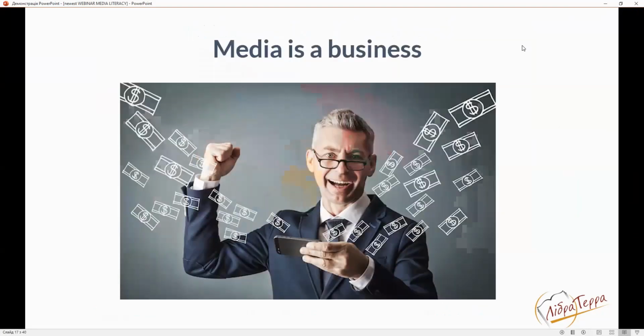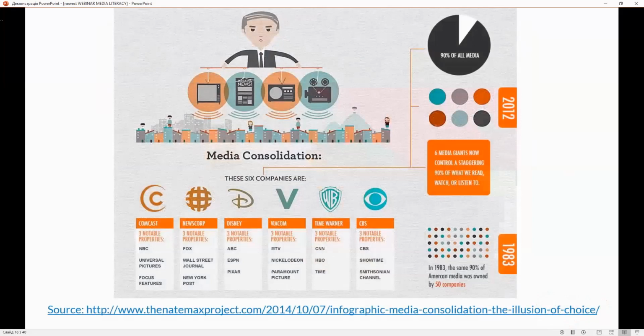Now, another important factor to remember about media is that, of course, it's related to making money. Some media are state-owned, but the majority of them are privately owned. There is information about media ownership in the United States. So you can see that 6 major corporations own 90% of all media in America.